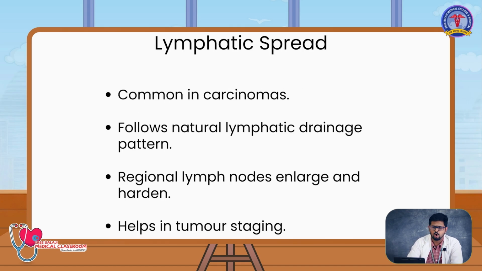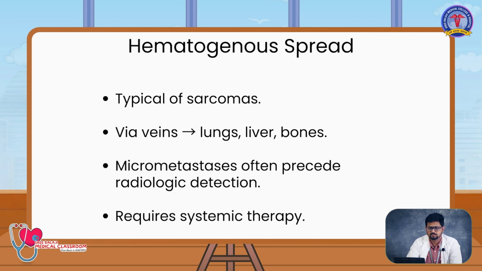Lymphatic spread is commonly seen in malignancies. It is common in carcinomas and follows the natural lymphatic drainage pattern. So regional lymph node enlargement and hardness help in tumor staging. Hematogenous spread is typical of sarcomas. It can occur via veins to the lungs, liver and bones. So micrometastases often precede radiological detection, which requires systemic therapy.